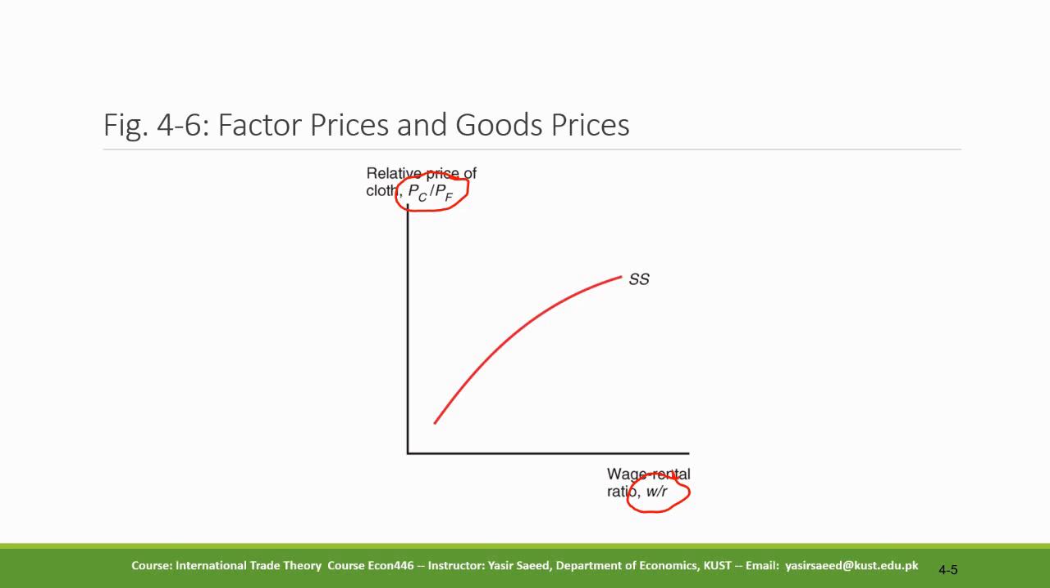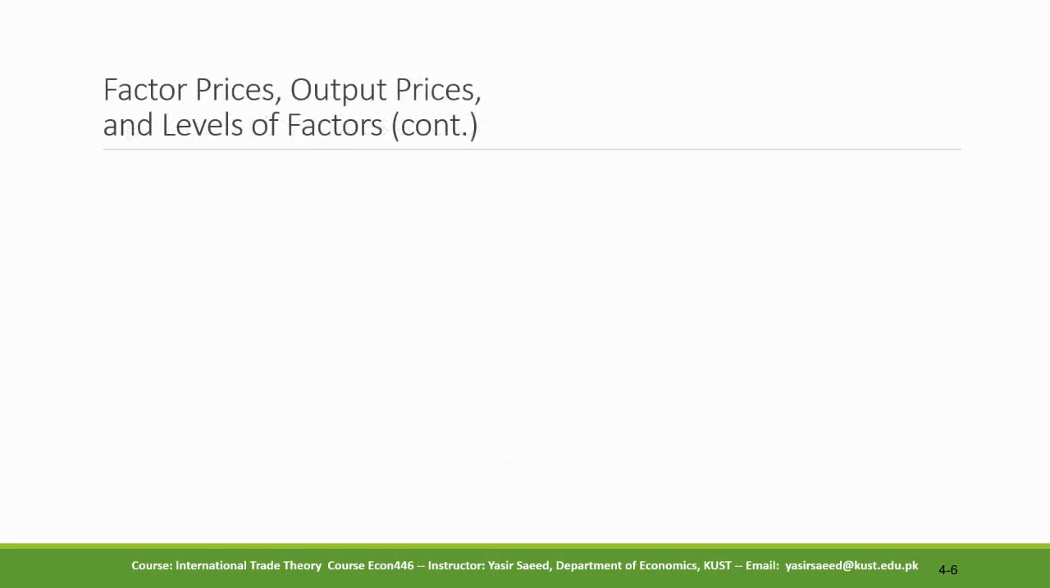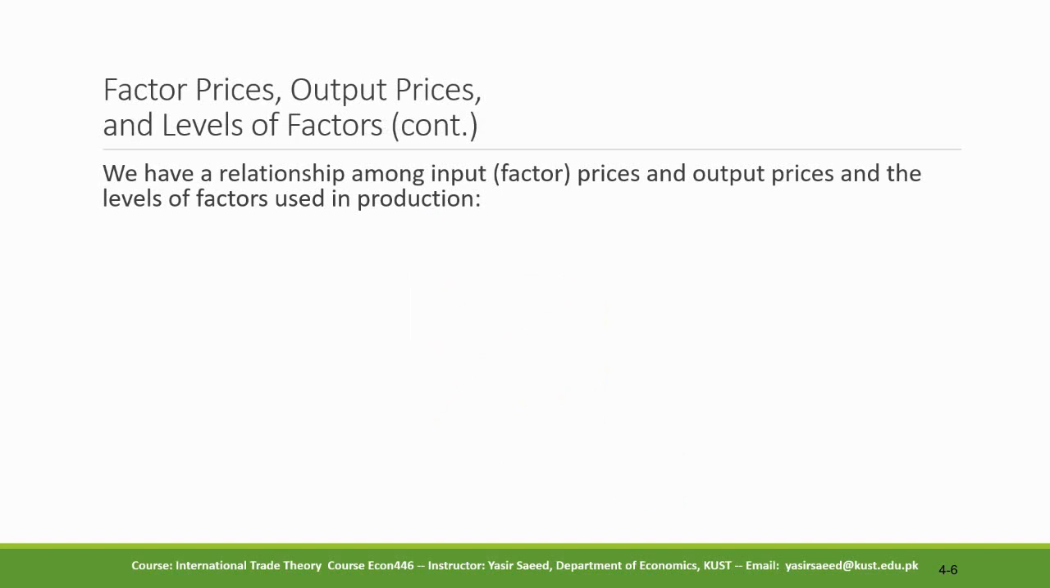So the basic idea is, when a price rise occurs for a specific good, then the factor that is used more intensively will be paid more. In this example, if PC by PF rises from one position to a higher PC by PF ratio, then what will happen? In this very specific example, our wage to rental ratio will also increase. So the graph gives us a relationship between the prices of the input and prices of the output.